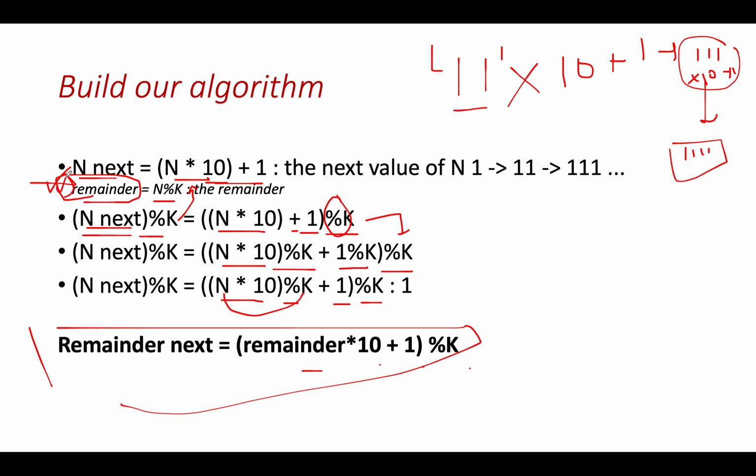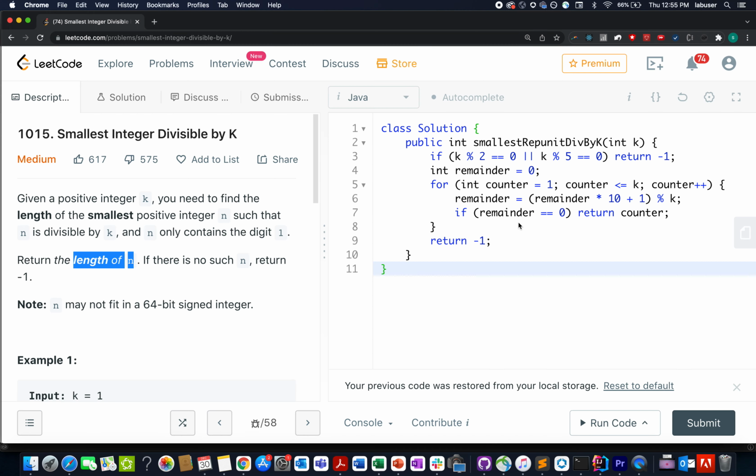Now let's quickly walk through the coding section where I'll tell you how to use this formula to come up with the approach. Here I have written few corner cases. If k modulus 2 turns out to be equal to 0 or k modulus 5 turns out to be equal to 0, for those cases where k is divisible by 2 or k is divisible by 5, we have to return -1. We talked about these in the presentation.